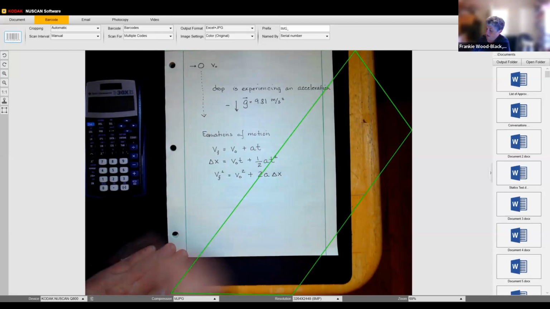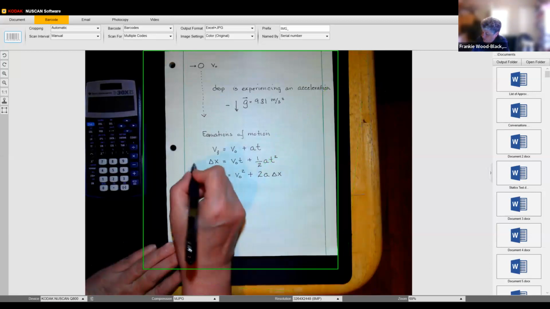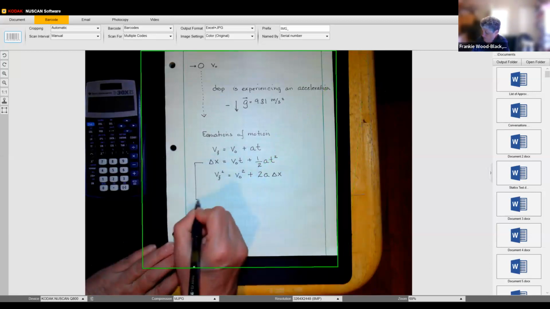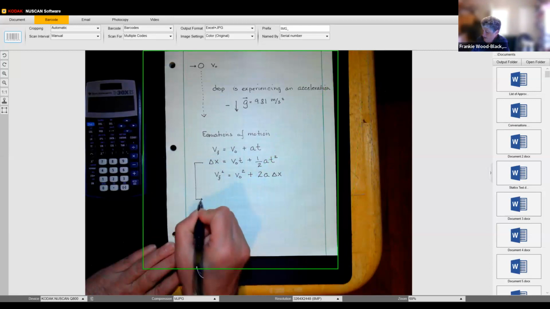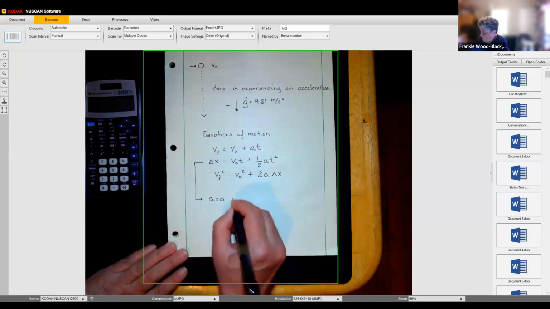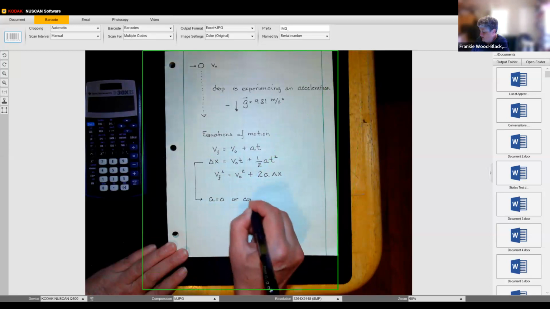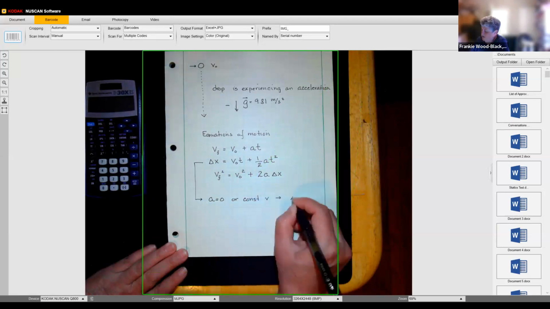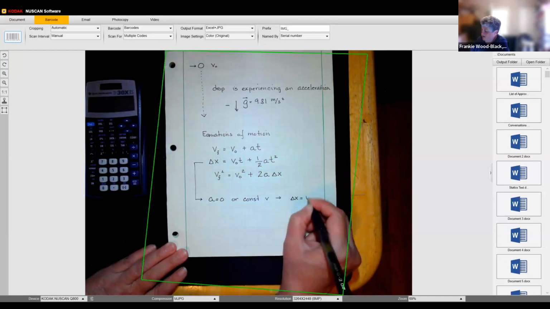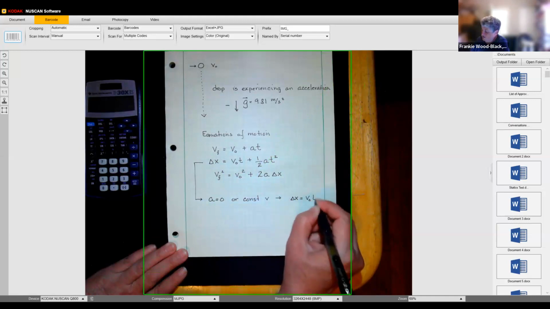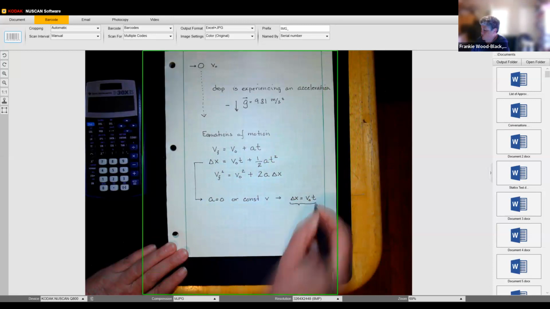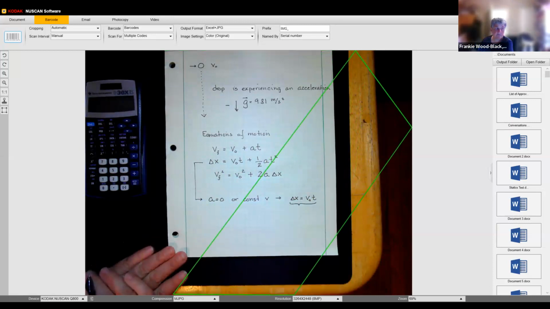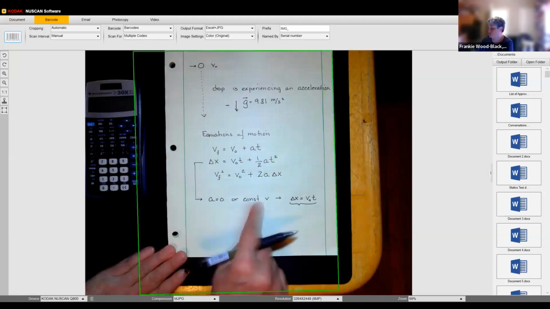Now, if I look at this one, and we're going to take this one first. If my acceleration is equal to 0, or I have a constant velocity, that equation becomes my change in position is equal to my initial velocity times time. And that looks just like what I had before. So that one gives me this.